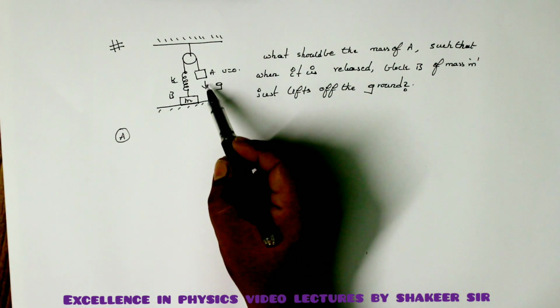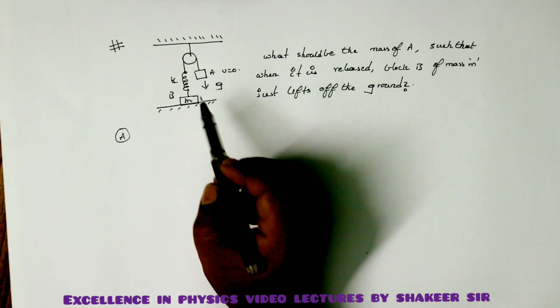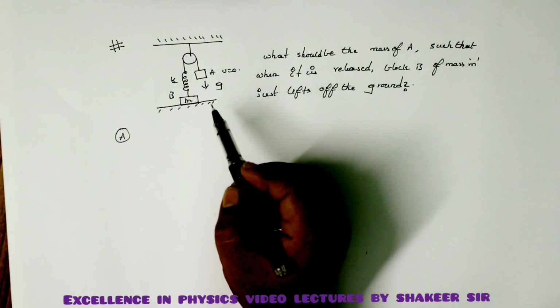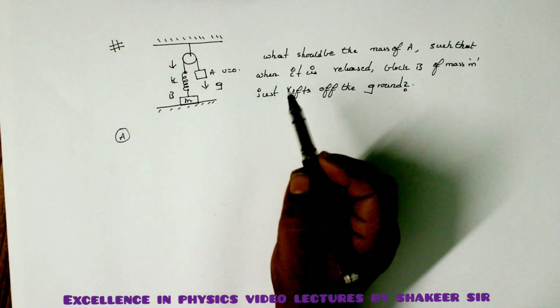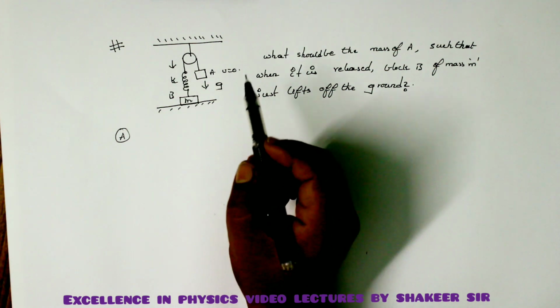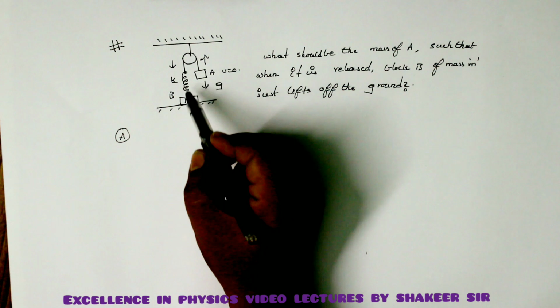So as it starts coming down, its velocity will increase. So the elongation in the spring also increases. As the elongation in the spring increases, spring develops a restoring force in opposite direction, that is upwards. So here the restoring force starts increasing on this mass.